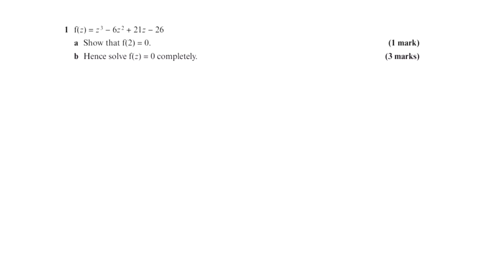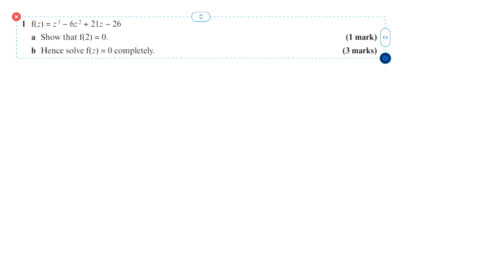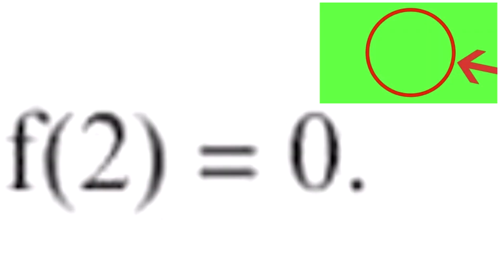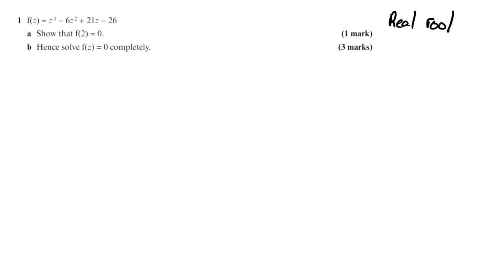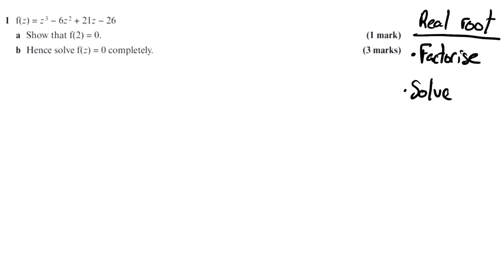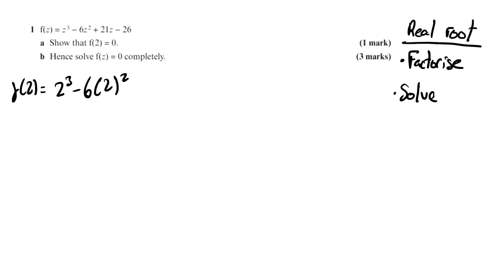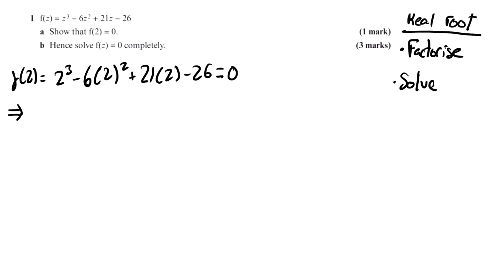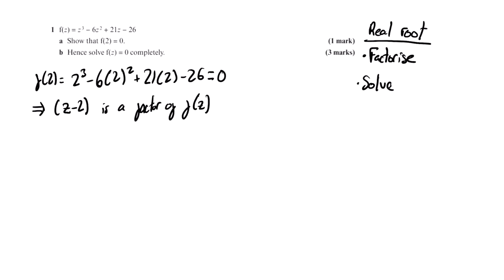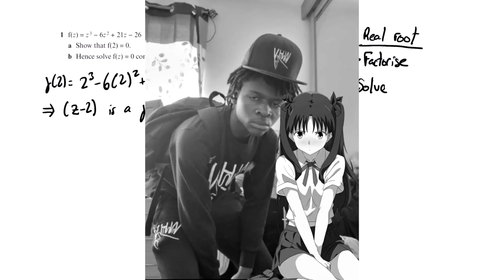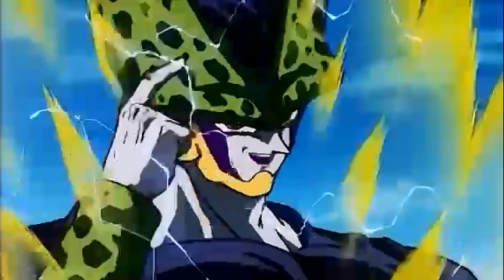Okay, first we're going to look at a question which gives you one real root. Here it gives us that 2 is a real root. So the method for these questions is factorize and solve. Since we know that f of 2 equals 0, and to show that you just plug it in, that implies that z minus 2 is a factor of f of z. This is where you'd use long division if you wanted to dilly-dally, but if you're a real G with places to be, then you'll factorize it in your head.